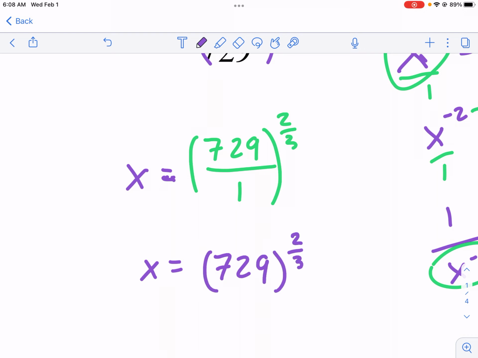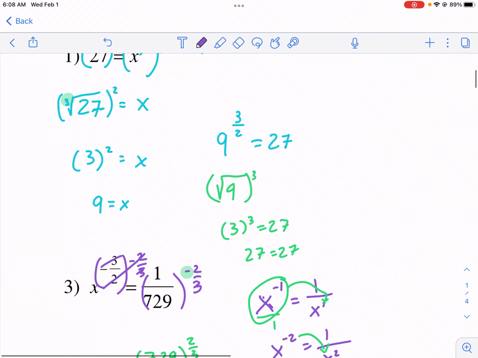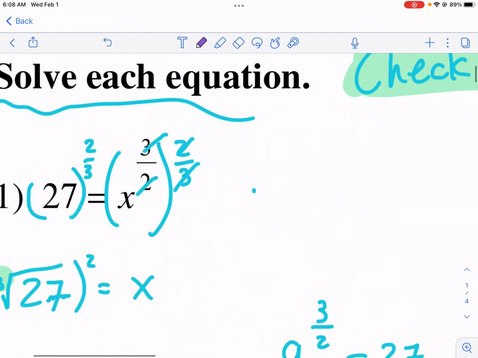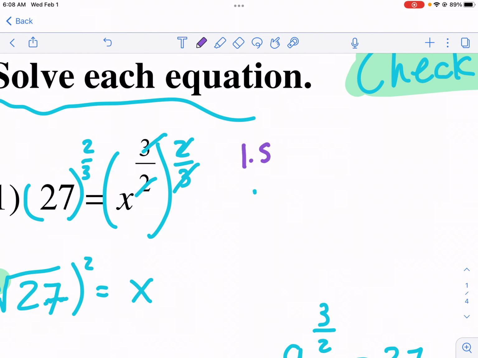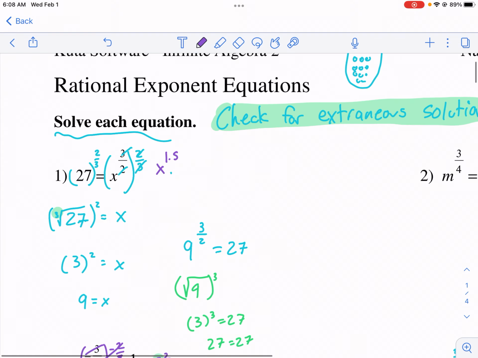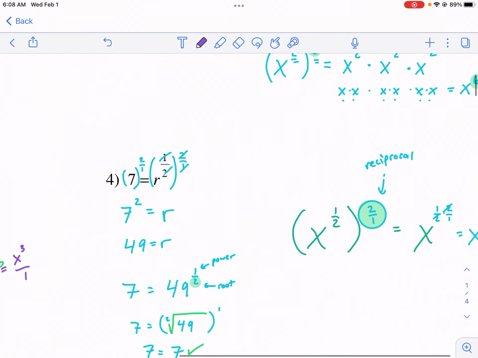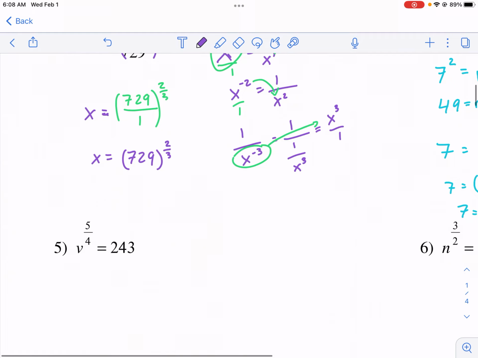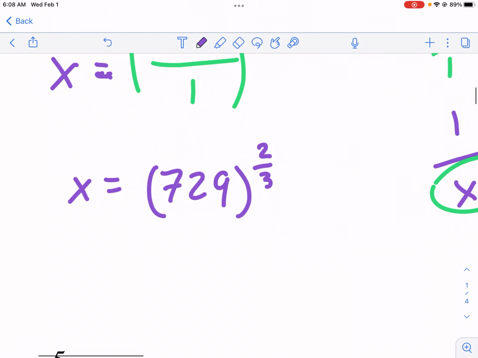Here's another tip. You can either just raise 729 to the 2/3 power on your calculator, or you can convert these to decimals. That one's not a good decimal to convert, but for something like 3/2, we could raise that to the 1.5, or for 1/2, 0.5. We could change it to a decimal. This one's not a good one to change to a decimal.